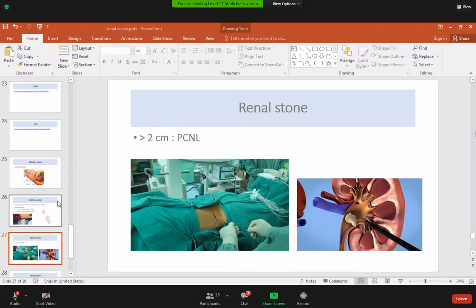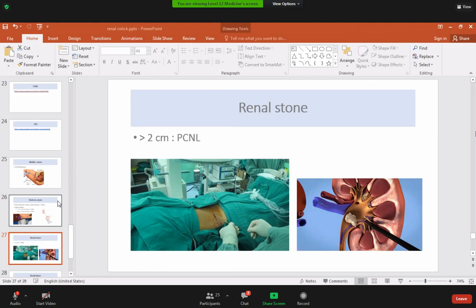But if the stone size is more than 2 centimeters, surgery has a more beneficial role. We cannot get good results with lithotripsy, as lithotripsy will break the stone into big segments, and those segments can cause ureteric obstruction, and the patient will have multiple presentations and multiple complications. So once the stone is more than 2 centimeters, it is better to go for an invasive procedure. We go for percutaneous nephrolithotomy.